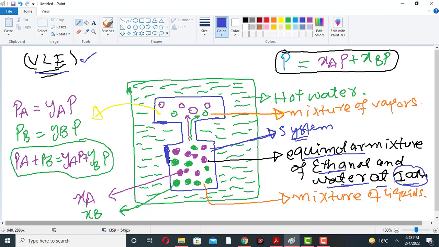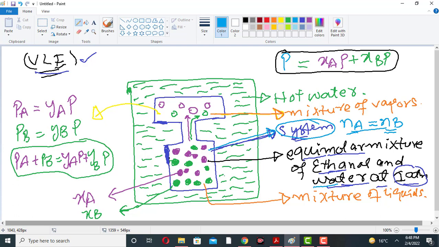Equimolar means that the moles of ethanol in this system will be equal to the moles of water. Suppose the moles of ethanol are denoted by Na, and the moles of water are denoted by Nb. So the moles of ethanol will be equal to the moles of water in this liquid mixture. This is called the equimolar mixture.